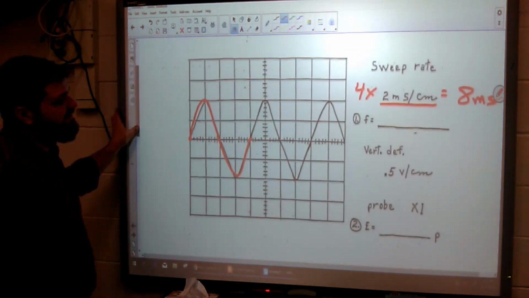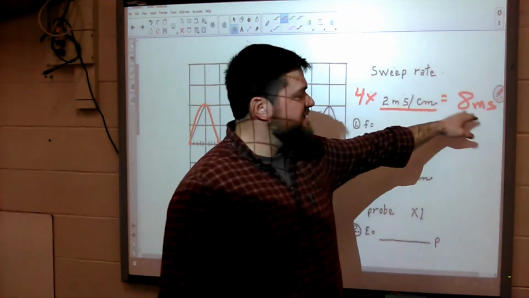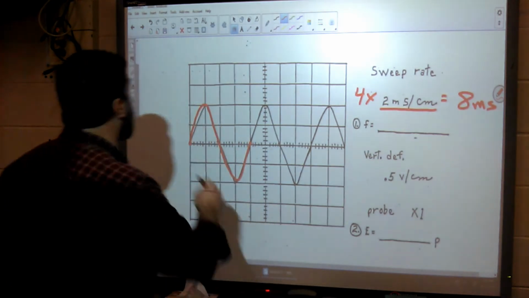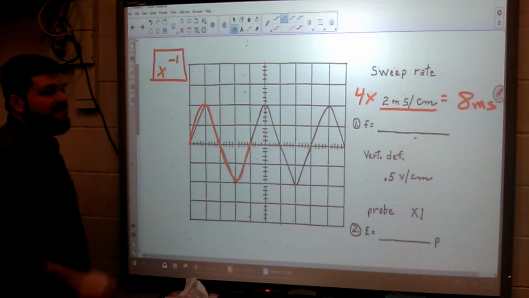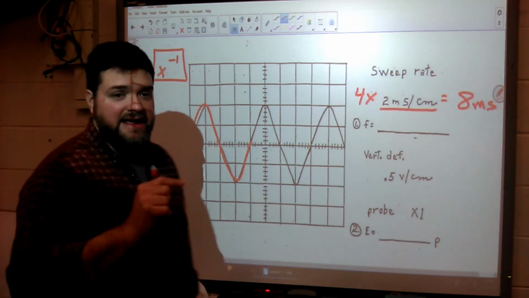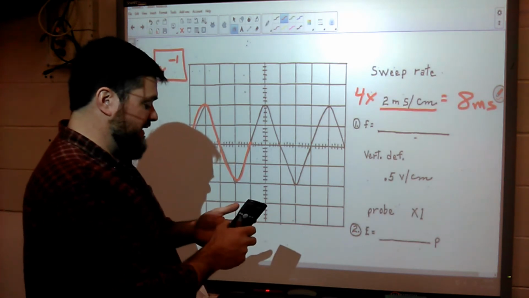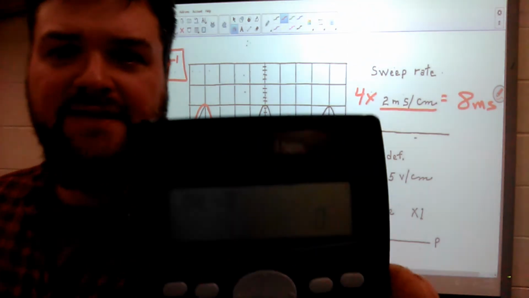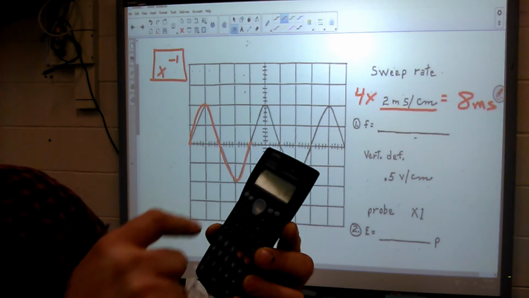So if we go back to this, the period of our sine wave is 8 milliseconds long. Remember, you have to do the reciprocal of that. That's the reciprocal button on your calculator that you either downloaded or you have. Put in your calculator 8 exponent negative 3. I'll do it myself. 8 exponent negative 3. Should look like that. Then you're going to hit that reciprocal button.